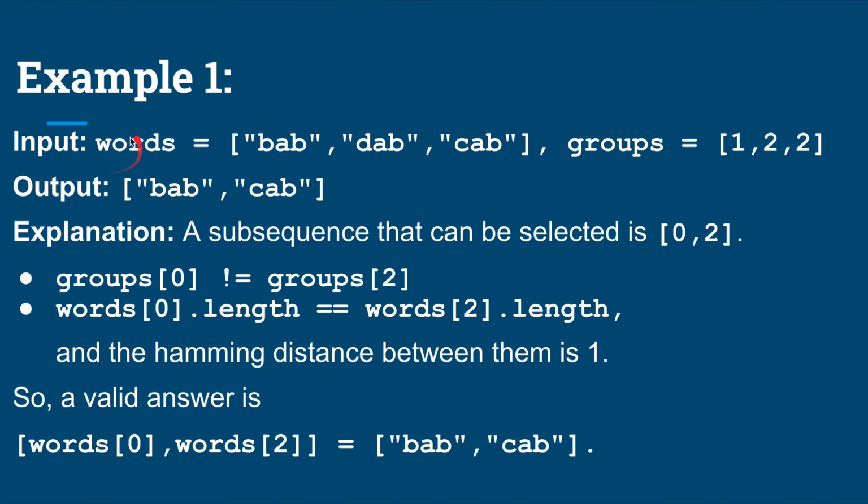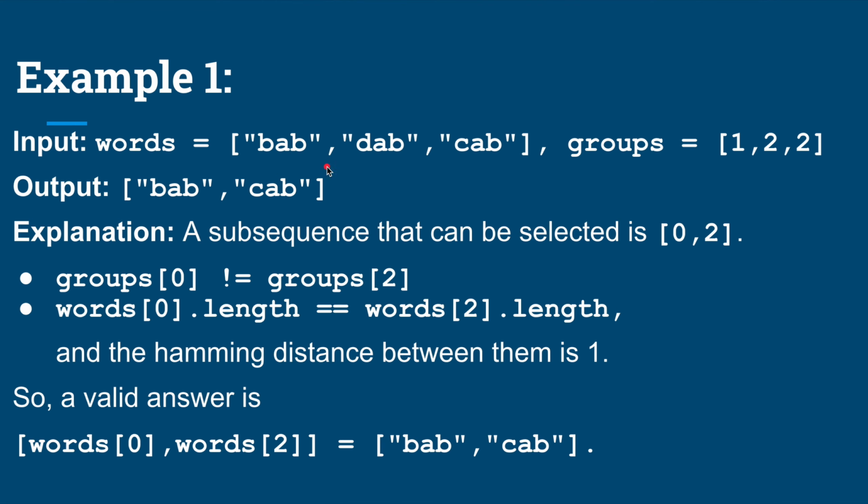Let's understand an example. Suppose we are given words like BAB, DAB and CAB, right? Groups are 1, 2, 2. So we have been given two things, words and groups, and you have to return the array of elements. So the explanation is saying a subsequence that can be selected is 0, 2.